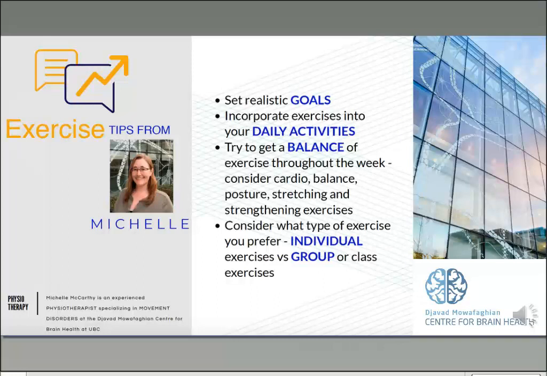Try to incorporate exercises into your daily activities so they become routine. Practice a balance of different types of exercise. Consider if you prefer group or individual exercise.